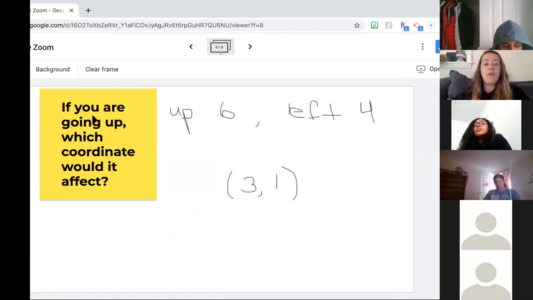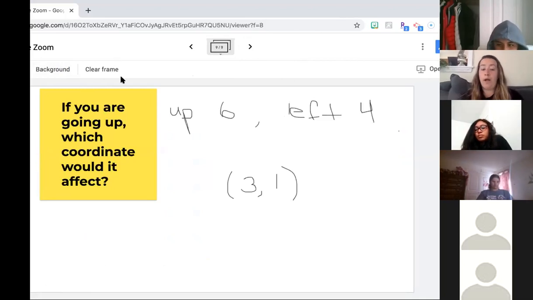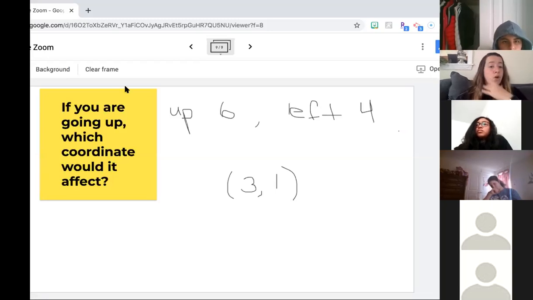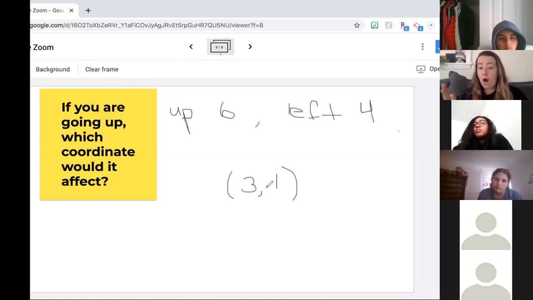And last question. So if you're going up, which coordinate would that affect? Would that affect your x coordinate or your y coordinate if you were going up? All right, thanks, Juliana. So if you're going up, lots of you, awesome, are saying that that's going to affect your y. Going up and down is your y-axis, so that's going to affect the y coordinate.